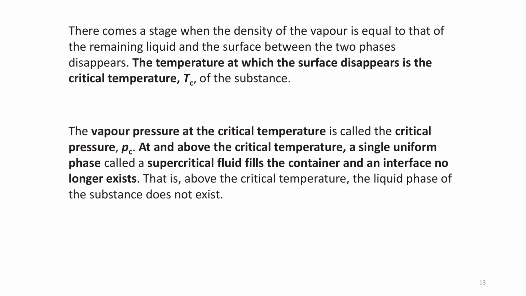Eventually, the two densities become identical and the interface disappears. The temperature at which this happens is the critical temperature, Tc, and the corresponding pressure is the critical pressure, Pc. Above the critical temperature there is no liquid-vapor phase boundary and no true liquid phase, however much pressure is applied. The material is a supercritical fluid whose density can vary continuously from gas-like to liquid-like values.